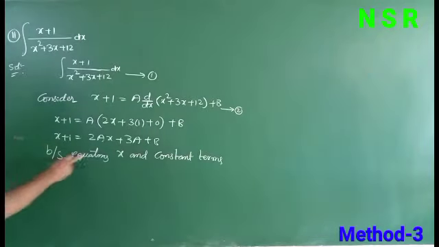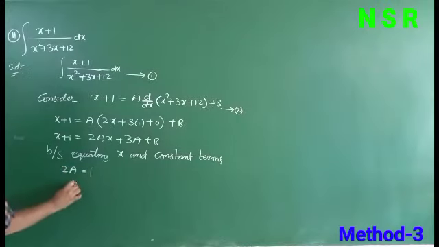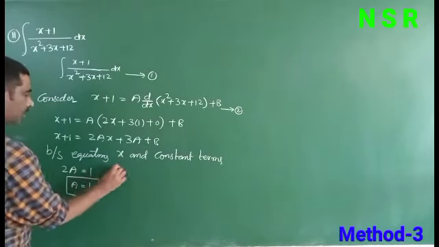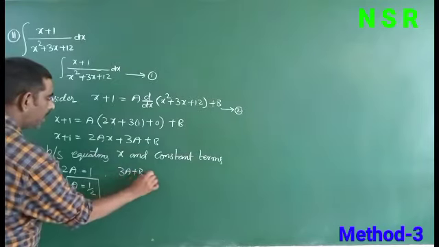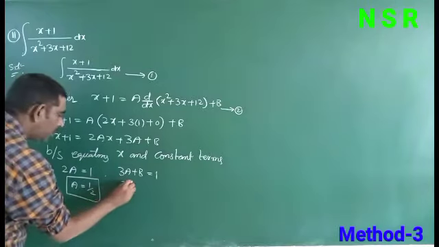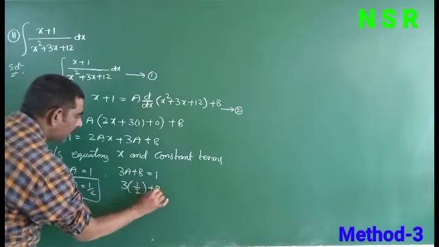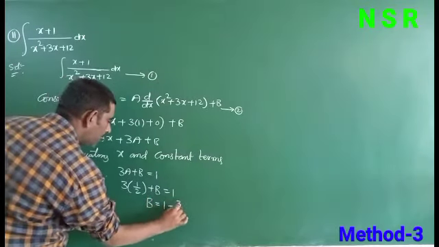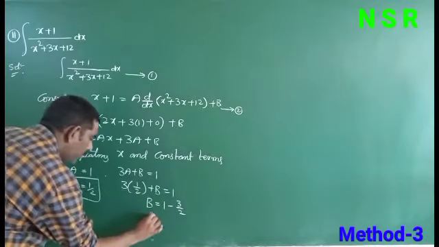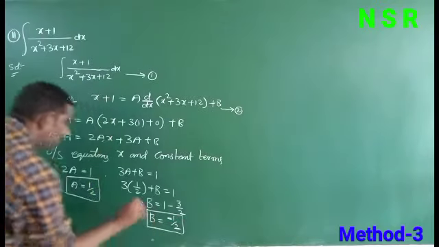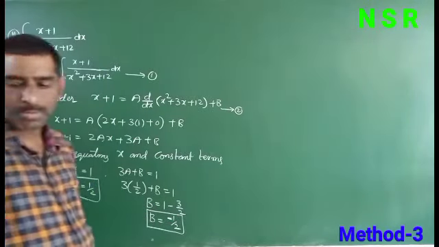On this side the x coefficient is 1, on the other side the x coefficient is 2a. So 2a = 1, a = 1/2. Next, the constant term: 3a + b = 1. We already have the a value, so substitute: 3 · 1/2 + b = 1, that is 3/2 + b = 1. Now b = 1 − 3/2, so b = (2 − 3)/2 = −1/2. So the a value is 1/2 and the b value is −1/2.